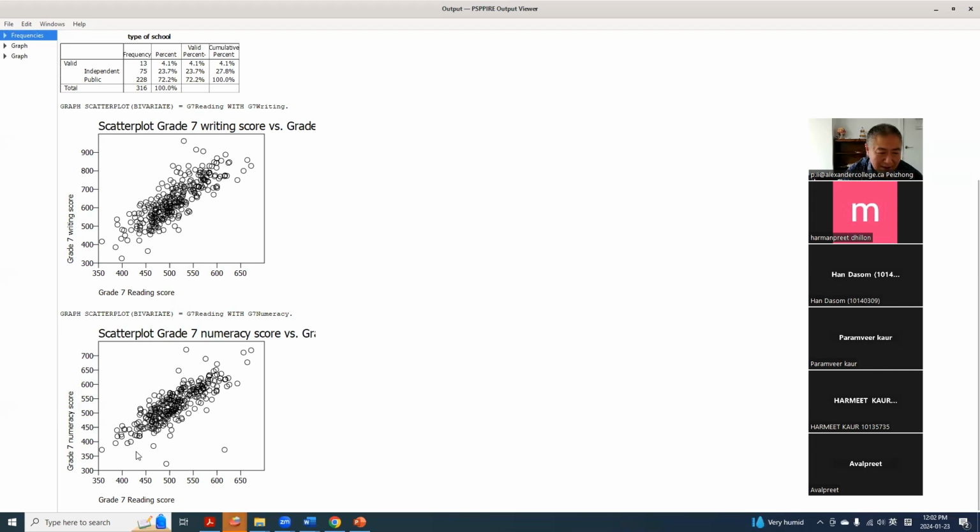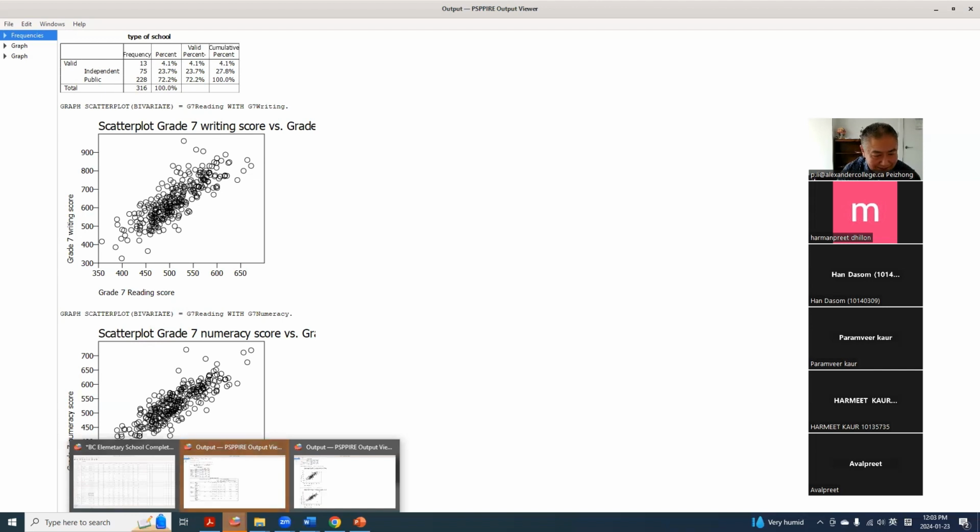Maybe there's a mistake in the data entry. I will check. But these are outliers. All the other schools follow the linear pattern, the linear trend. That's a positive correlation. Pretty strong. So these are the correlated. And then let's look for some negative correlation.